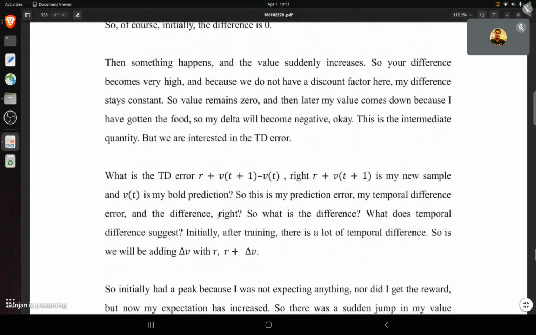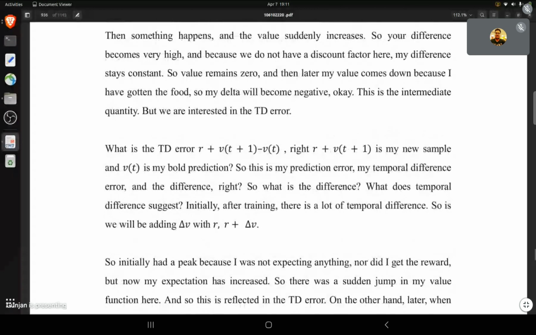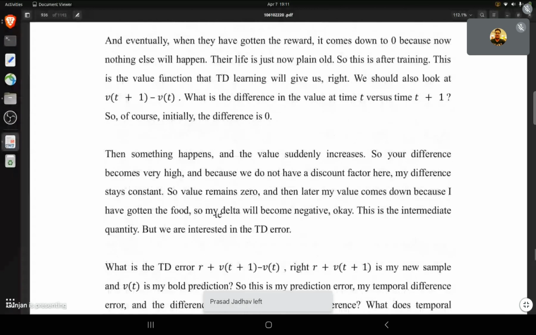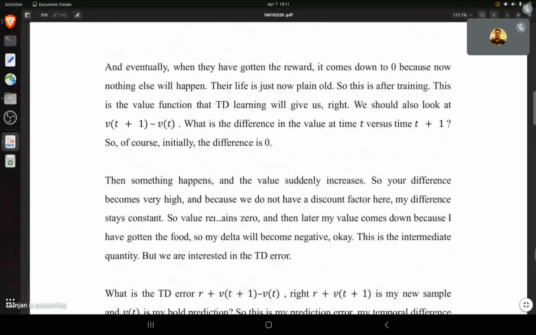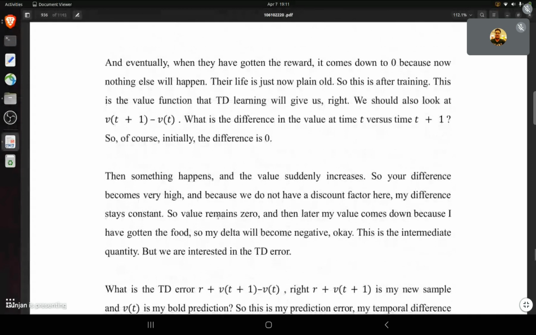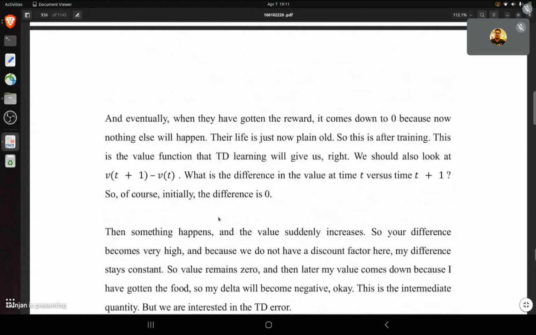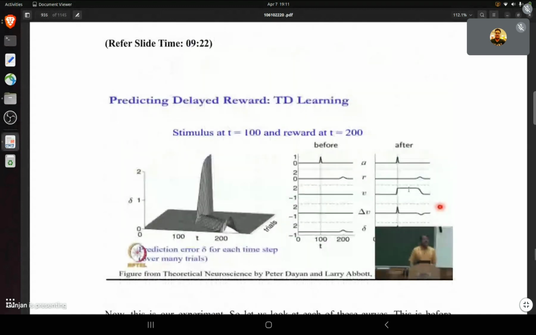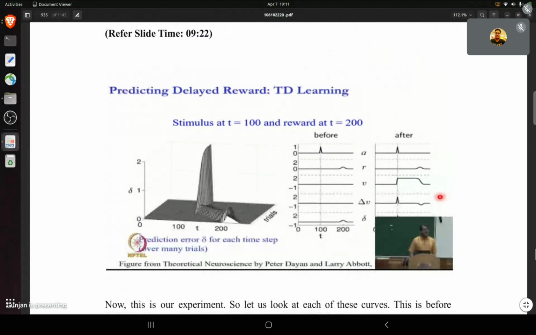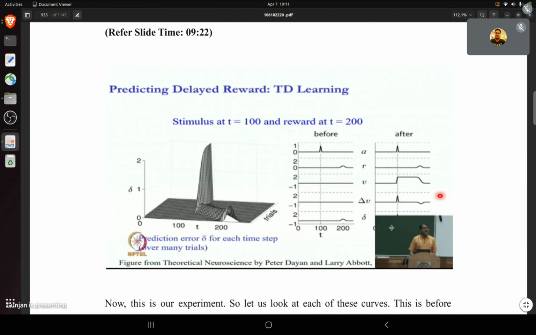But then when the food came, after that the dopamine level is reduced. So we are just giving an example. If t is 200, then t plus 1 is what happens just 1 second after the food comes. So t can be any value between 0 to like 300, 500, 700. So delta is essentially R plus V(t+1) minus V(t). This is what they are saying.